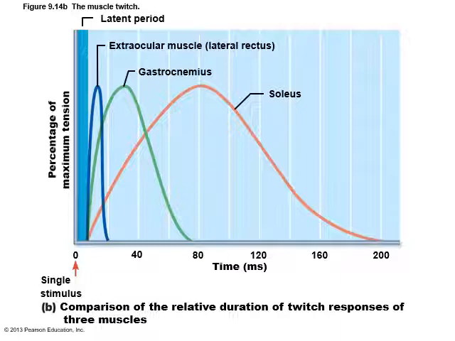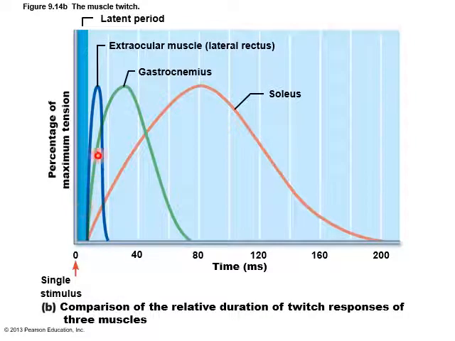Now, the size of the muscle will determine the relative period of time that a muscle twitch takes to occur. The latent period is always the same, 1 to 2 milliseconds. But see this? This is an extraocular muscle. This is a muscle of the eye. Very quick, very quick. They always say the eye is faster than the hand. Well, yeah, sort of, look.